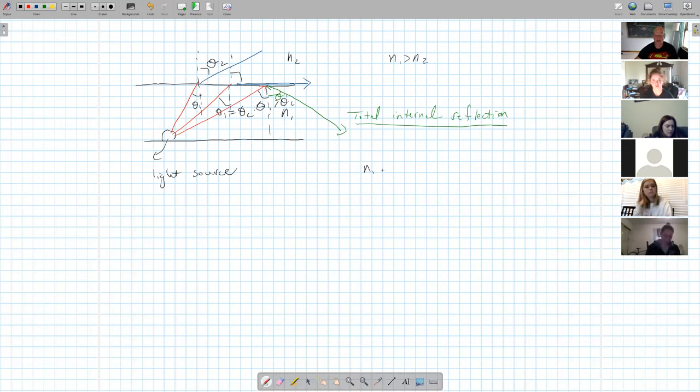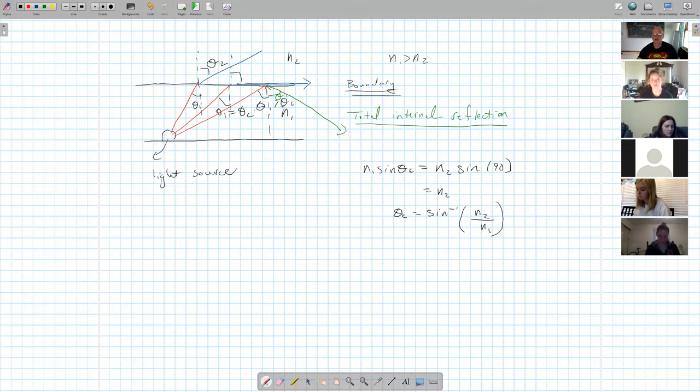So here we have n1 times sine of theta critical must be equal to n2 times sine of 90, but again, sine of 90 is simply equal to 1. So it's going to be n2. So theta critical is going to be equal to the inverse sine of the ratio of n2 to n1. So this is what's called theta critical. So again, theta critical is the angle at which the light goes relative to the normal, which is going to lead to a refracted ray which only goes along the surface of the boundary. Again, this is our boundary.